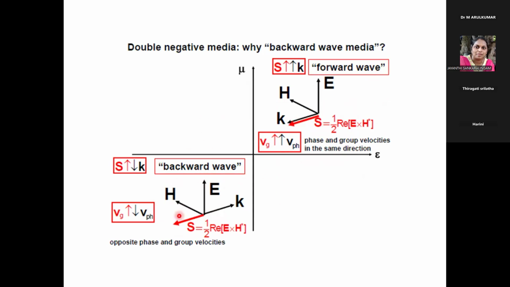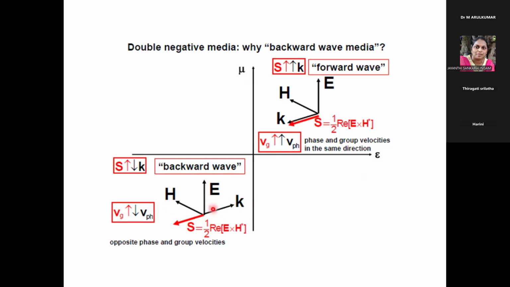Now you are going to come to the third quadrant. So in this, what is happening? This is E and this is H. Energy is traveling in the forward direction. Wave will be traveling in the reverse direction. So previously, if this is E and this is H, wave is traveling in this direction. But if this is E, this is H, wave is going to travel in the backward direction.